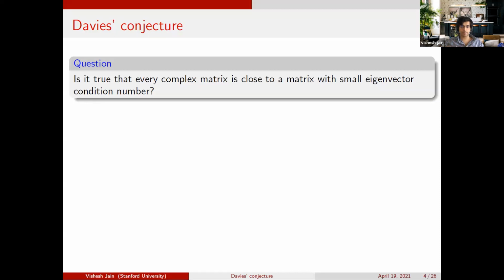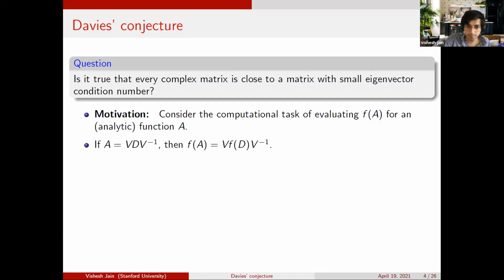So his question was maybe some sort of quantitative version of that, which is: is it true that every complex matrix is close to a matrix which is very well diagonalizable, in the sense of having a small eigenvector condition number, right? And I believe his concrete motivation for asking this question was the following. He was interested in numerical linear algebra, and in particular this computational task.